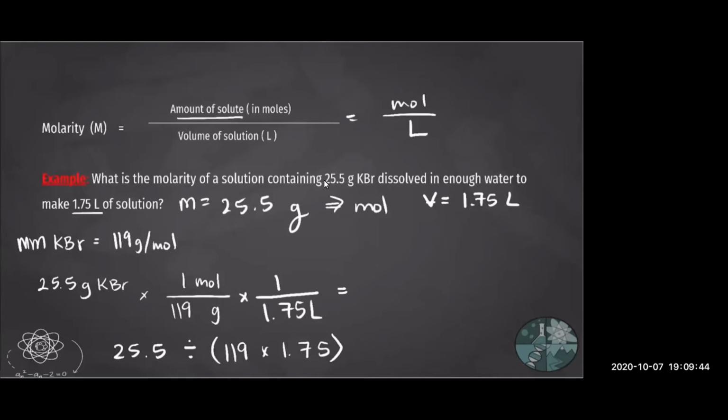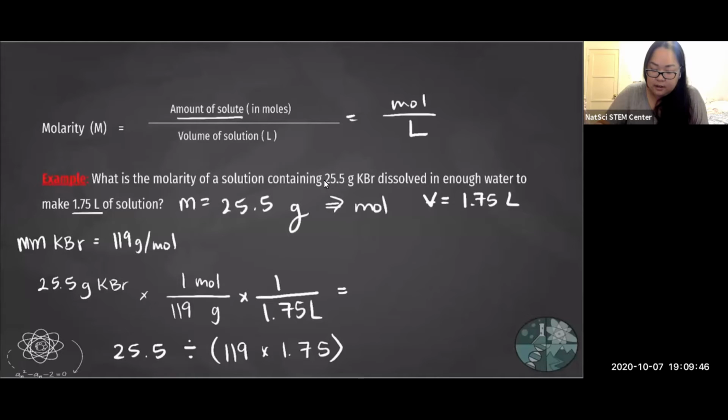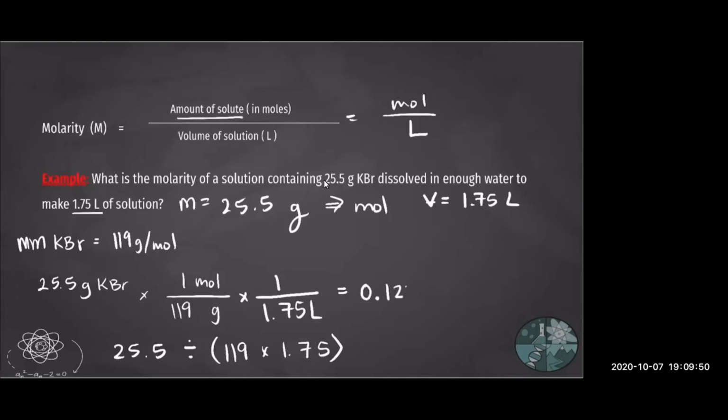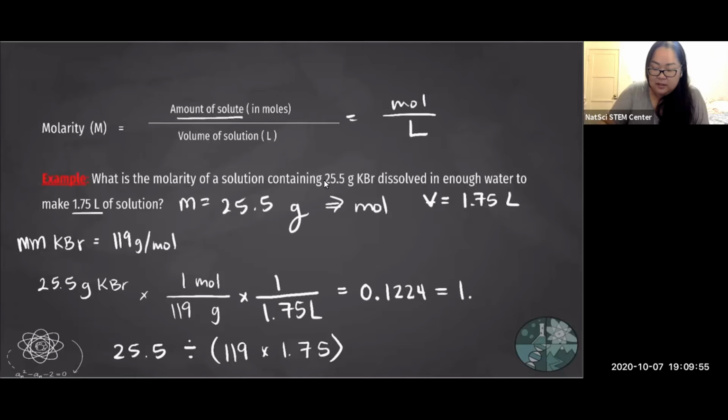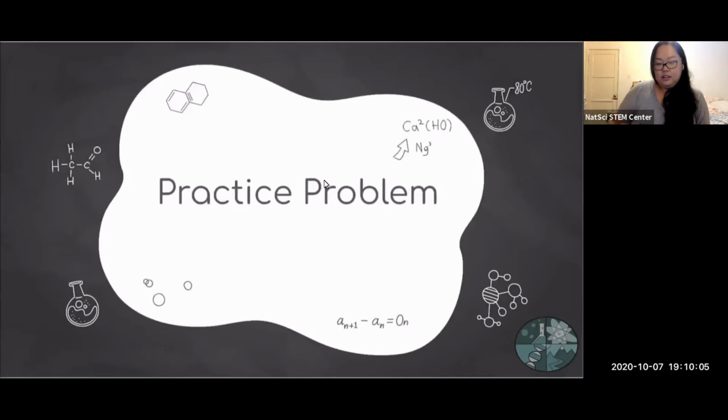Okay, what did you get? I got 0.1224. I don't know how many sig figs. So I think 1.22. Okay, yeah, so it's 0.122 molarity. That'd be your answer. Yep, that's right.